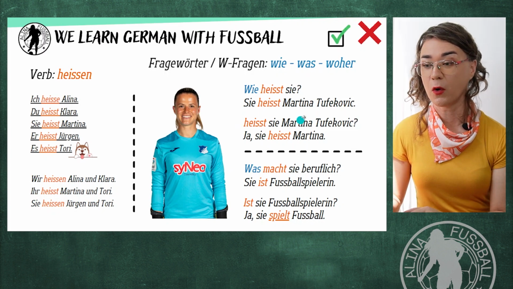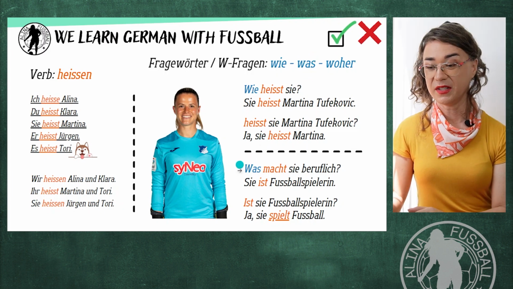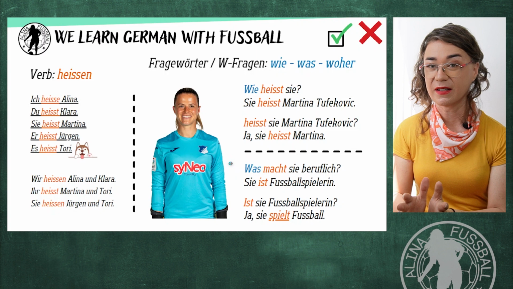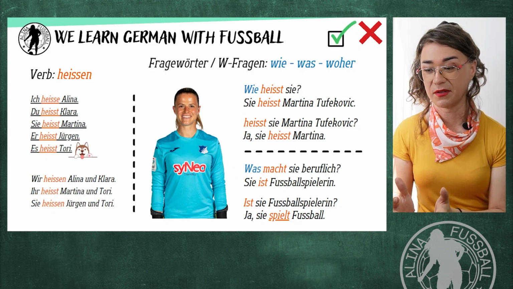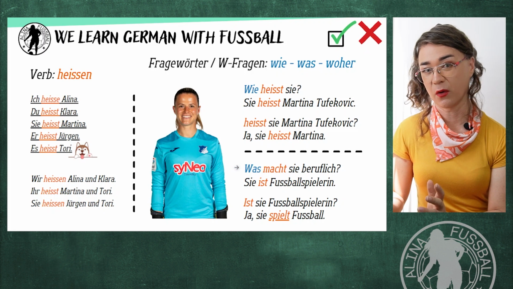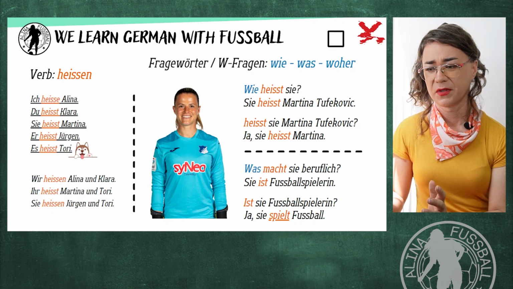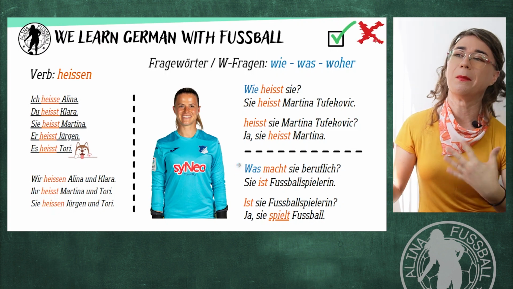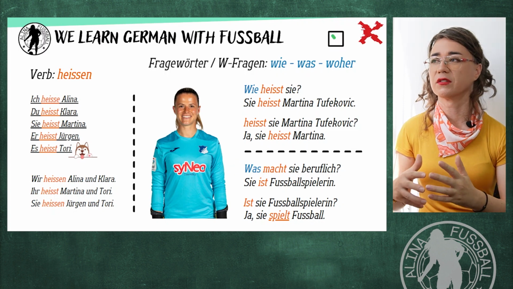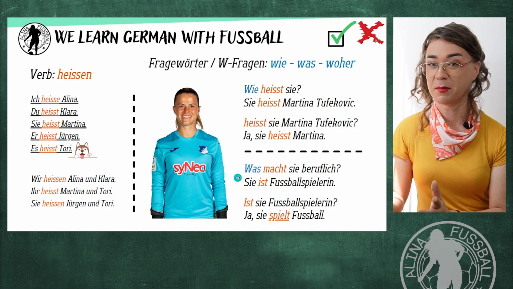Now, let's move on to the w-Frage was. With this Fragewort, we get new information. For example, was macht sie beruflich? Here we want to know about what she does professionally. The answer is, sie ist Fußballspielerin.